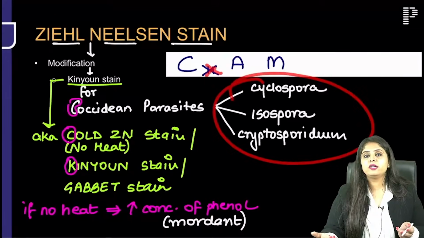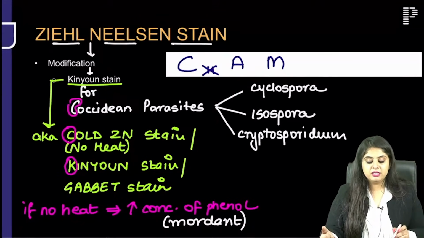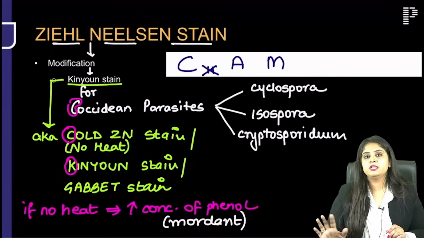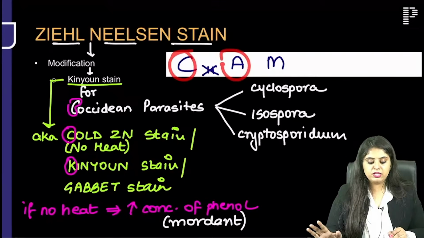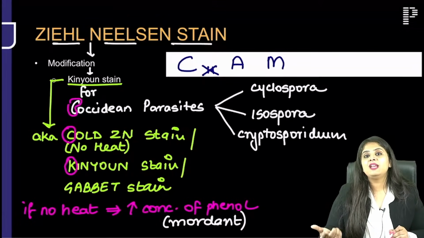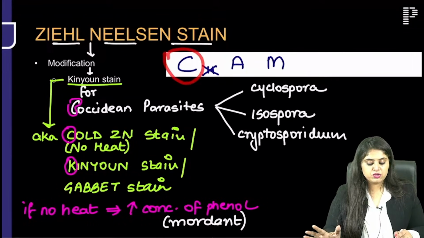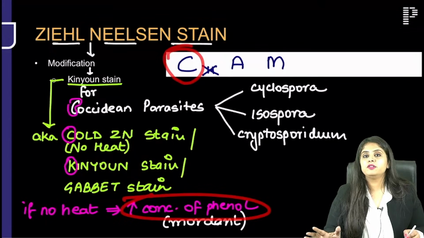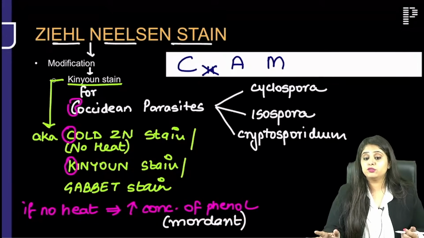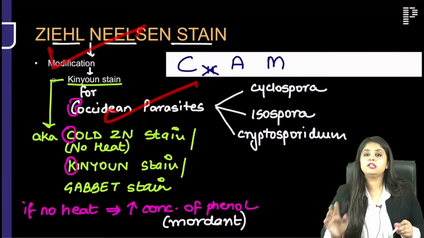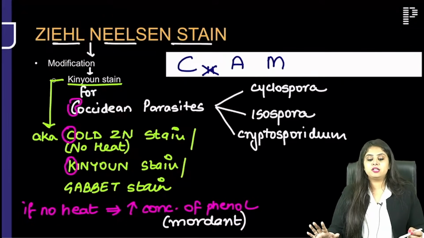Otherwise, they will get destroyed, and then how will you look at them under the microscope? So I have to remove the heat. Heating I can't do. I will have to only use these 3 chemicals. But then your problem is that, ma'am, if you won't heat, who will act as the mordant? Then I'll say I'll make some arrangement. In carbol fuchsin, I will increase the concentration of phenol. That will also act as a mordant. So only for this situation of coccidian parasites, Dr. Om, we are doing this Kinyoun stain.